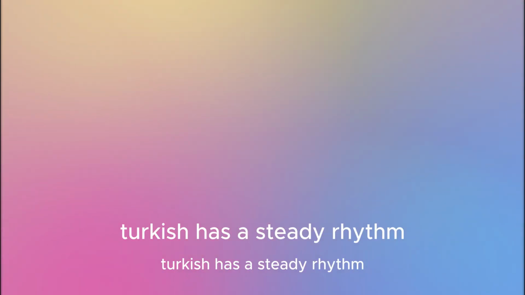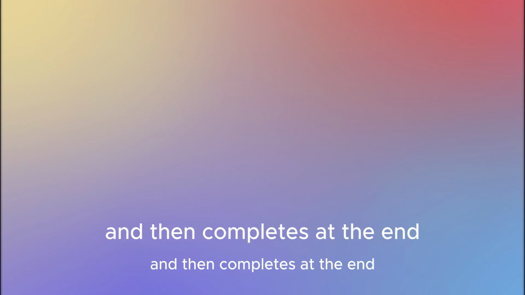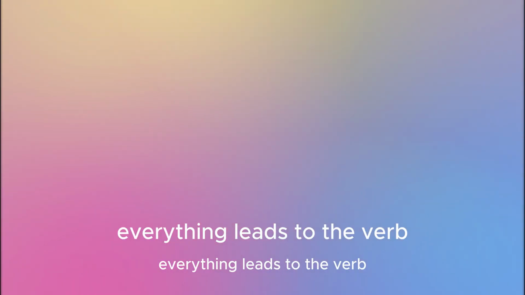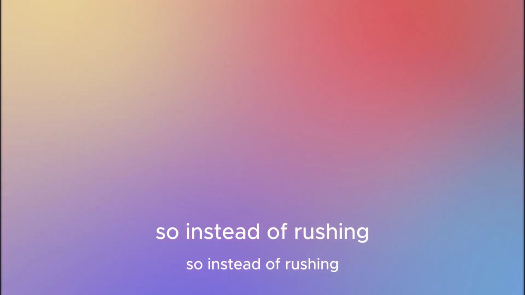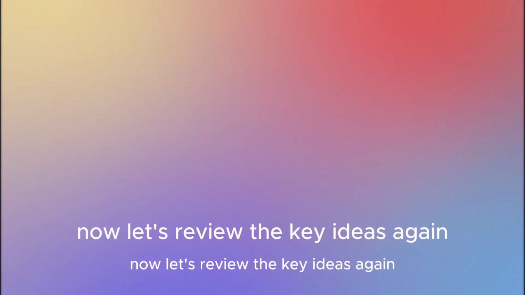Now listen carefully. Turkish has a steady rhythm. The sentence builds and then completes at the end. Everything leads to the verb. So instead of rushing, let the sentence unfold. Feel how it completes. Now let's review the key ideas again.